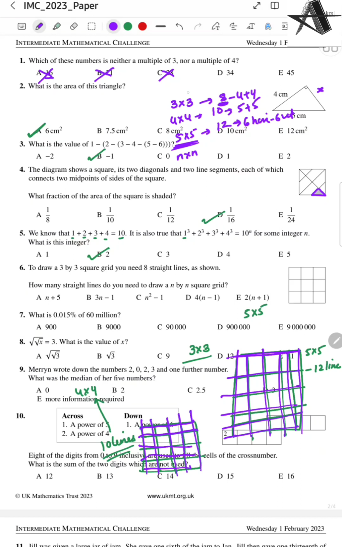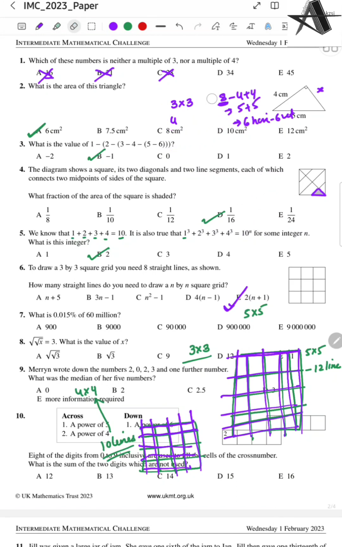So every time to get 3 cross 3 or 4 cross 4, you are making plus 1 horizontal and plus 1 vertical line. So in that case, what you can conclude is that to draw n cross n you just need n plus 1 horizontal lines and n plus 1 vertical lines, which will give you 2n plus 2, or 2 times n plus 1. So this will be the total number of straight lines that you have to draw. So the answer is going to be E.